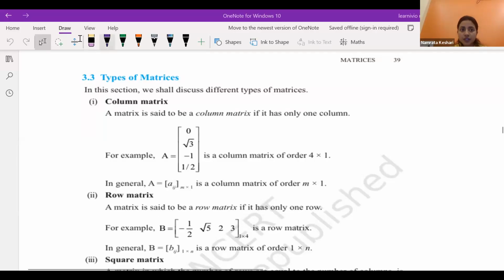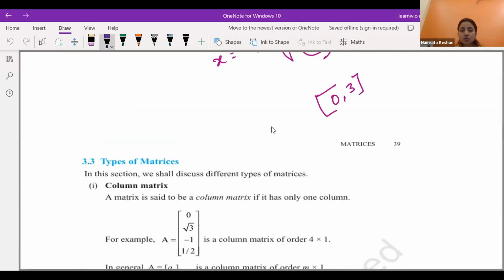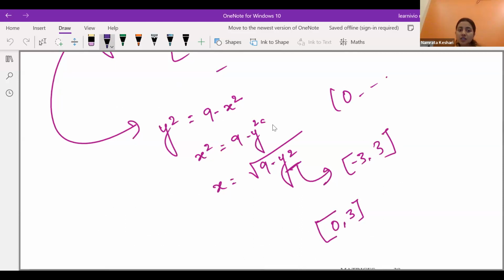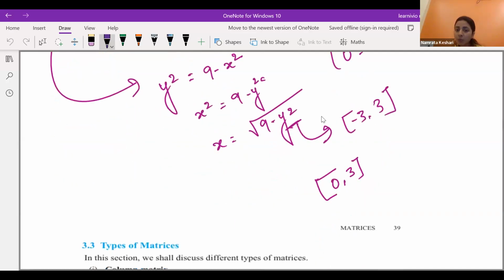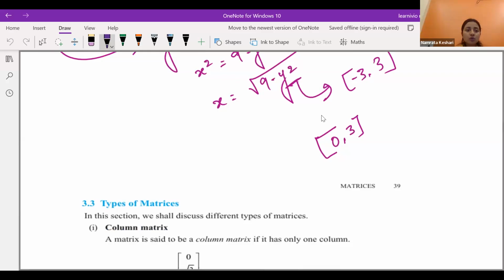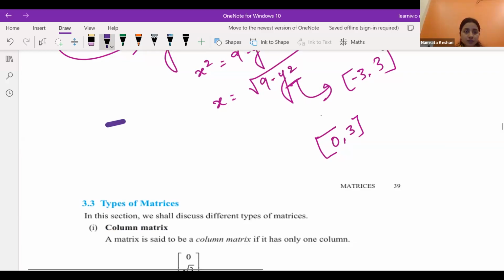So the first type is column matrix. Column matrix, basically as the name says, column, there will be just one column. Whatever be the number of rows, the number of columns will be one. So we can write it like this. Whatever be the number of rows, the number of columns has to be one. This is one of the examples of a column matrix.